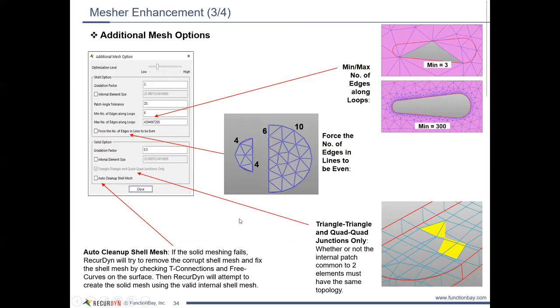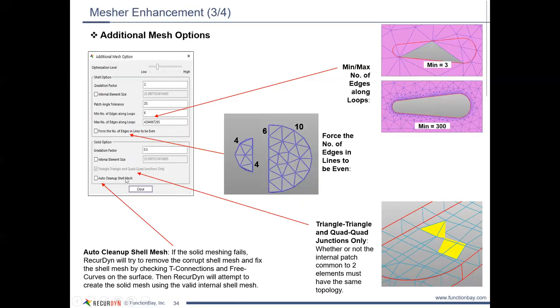Okay, next one is this checkbox here for triangle, triangle, and quad, quad junctions only. This is toggling whether the internal patch that's common to two elements must have the same topology. If you have two elements coming together, there's a common side, and this is controlling something about that topology.